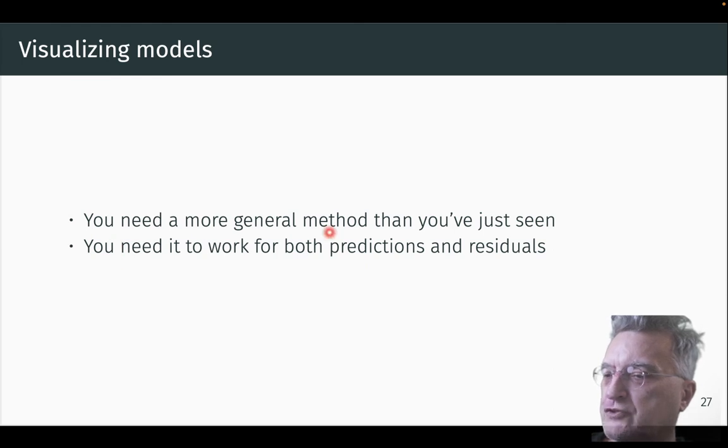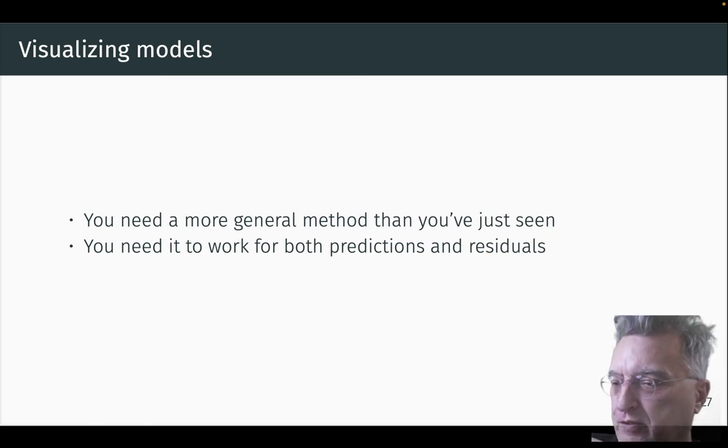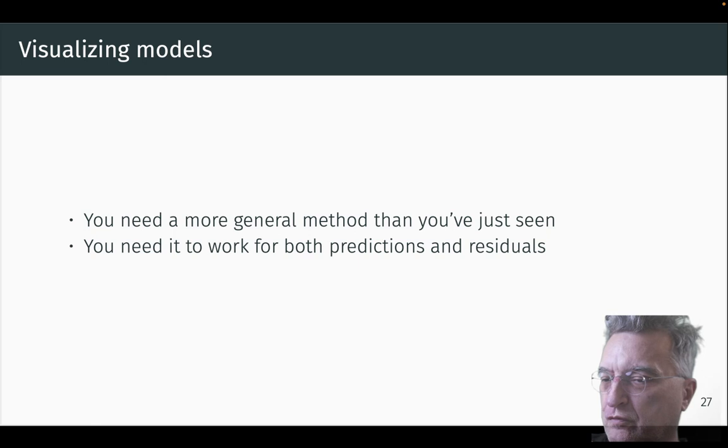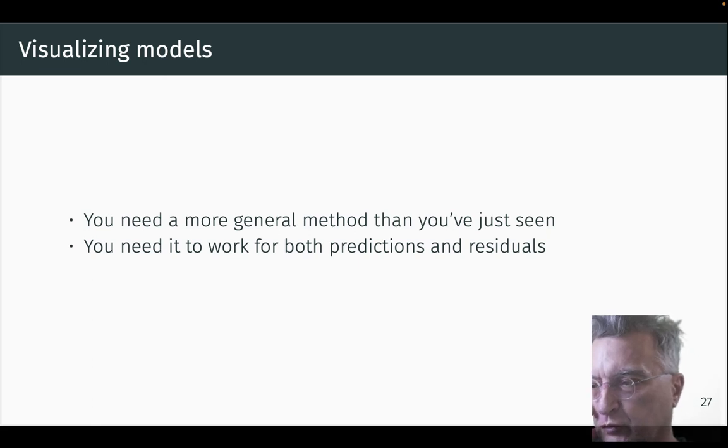Now we need a more general method than what we've just seen because we need it to work for both the predictions and residuals. And by residuals, we mean, recall those little blue vertical lines that I said were the errors. Those are also called the residuals. Those are what's left over when you've created the model. Those are the things that you couldn't explain, those little blue lines. Those are residuals. And if we have a good model, the residuals have no pattern at all. The residuals are kind of random and fulfill some assumptions.